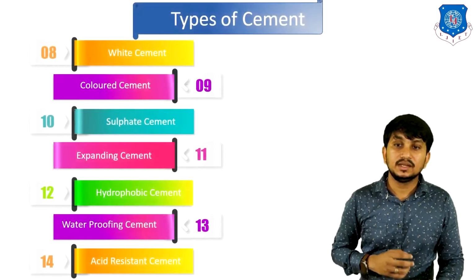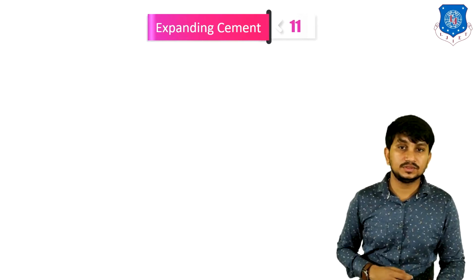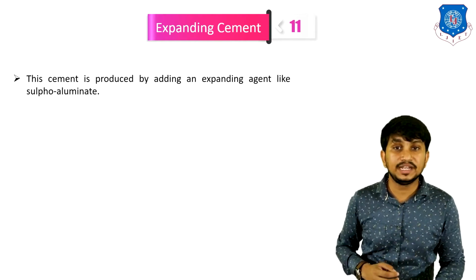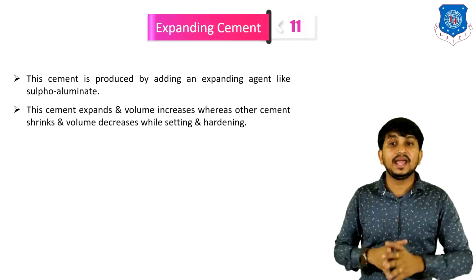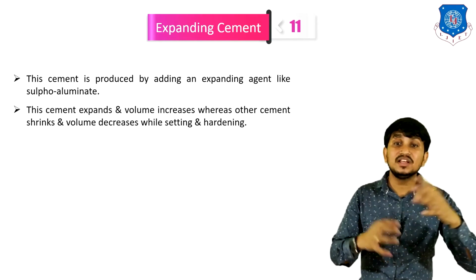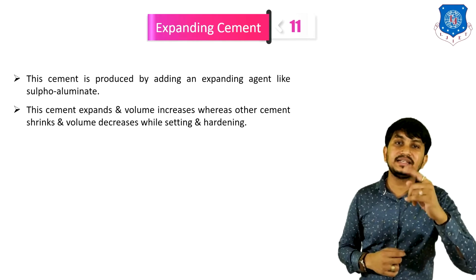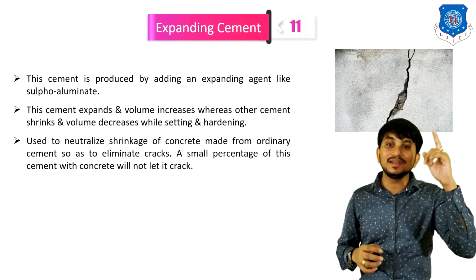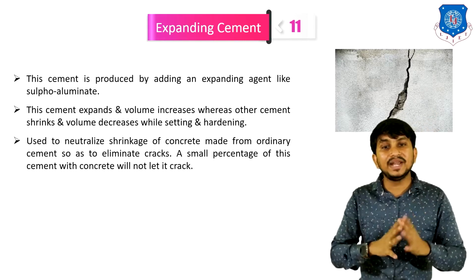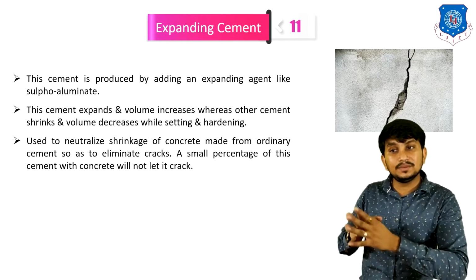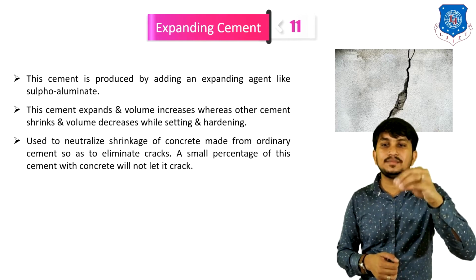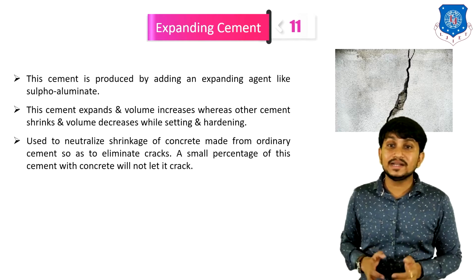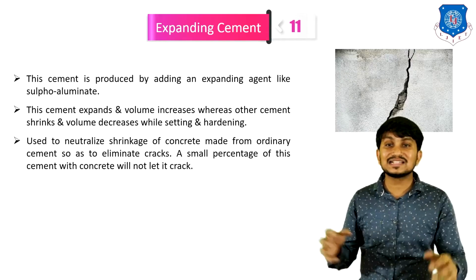Next is expanding cement. This cement is produced by adding an expanding agent like sulfoaluminate in it. This cement expands and volume increases, where other cement shrinks and volume decreases while setting and hardening. This type of cement is generally used to neutralize the shrinkage cracks of the concrete made from ordinary cement, so as to eliminate cracks. A small percentage of this cement with concrete will not let it crack. So it can also be added into the cement to reduce the cracks in the building.